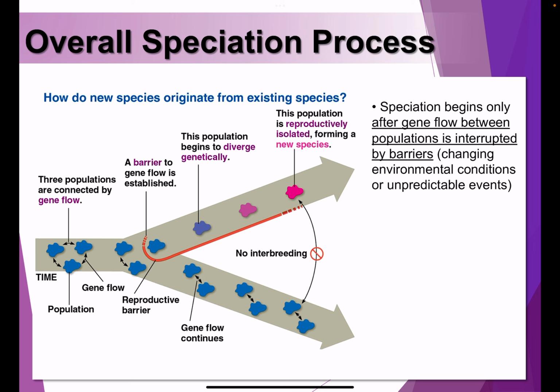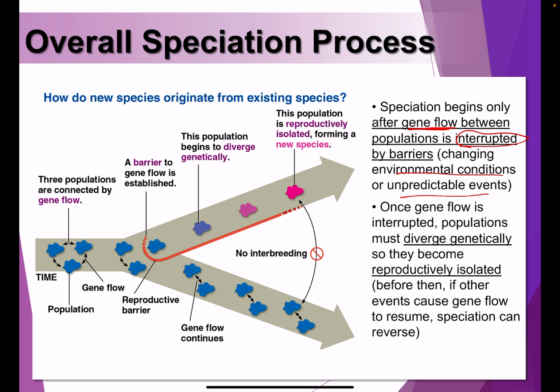So the overall speciation process is that it begins only after gene flow between populations is interrupted by some sort of barriers, either changing environmental conditions or unpredictable events, depending on the case. And once gene flow is interrupted, populations must diverge genetically, so they become reproductively isolated. Before then, if other events cause gene flow to resume, speciation can actually reverse.